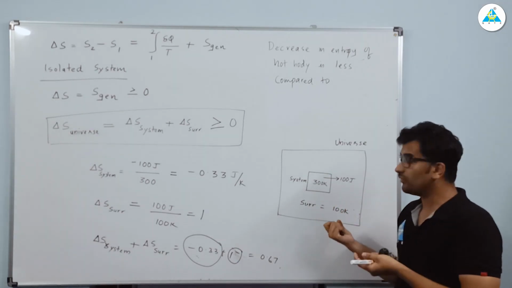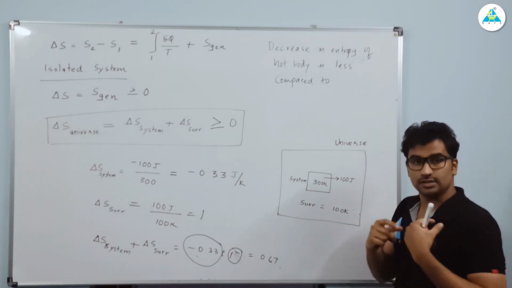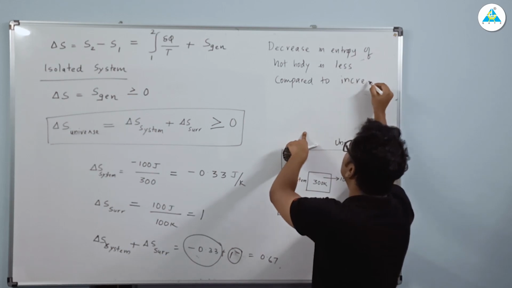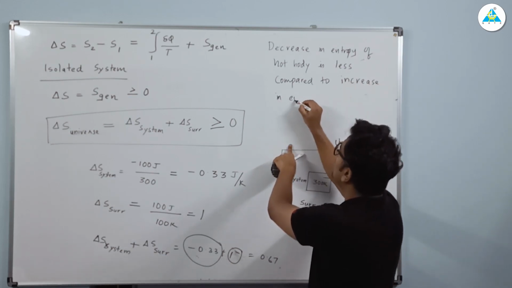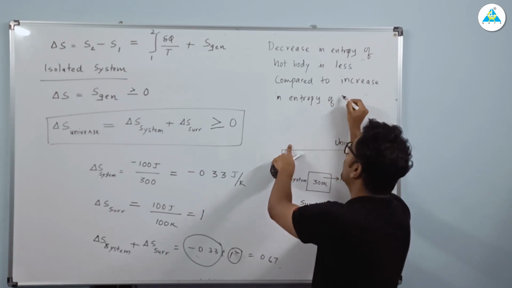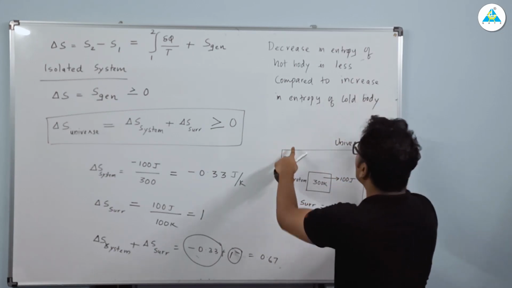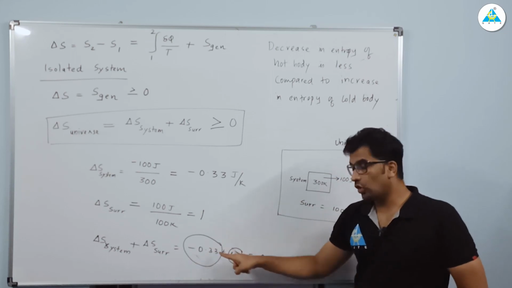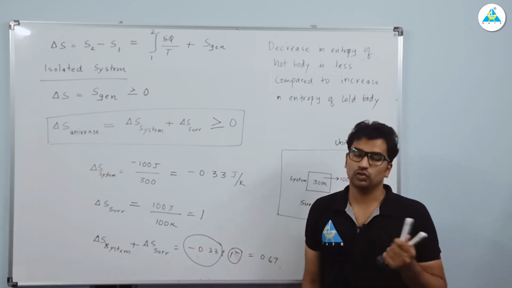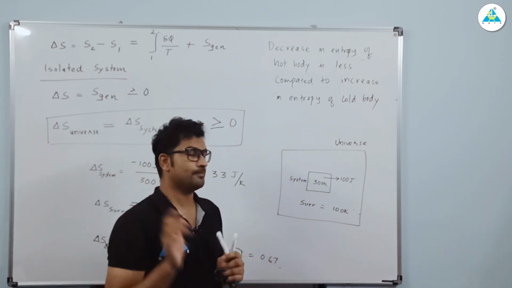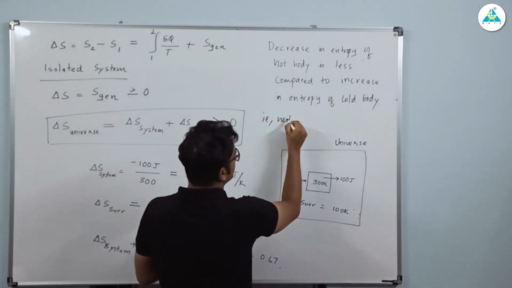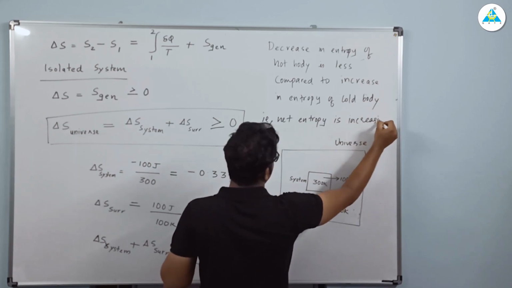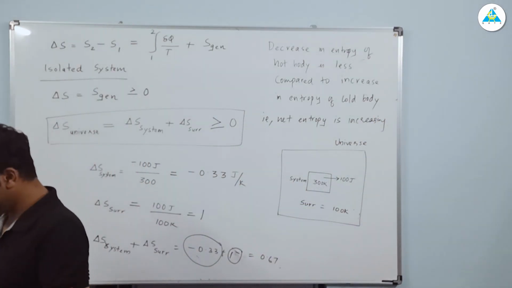increase in entropy of the cold body, because the cold body is receiving heat, so entropy of the cold body is increasing. That is, you can see this is the decrease in entropy, this is the increase in entropy, so overall the net entropy is increasing. So we can say entropy of the universe is increasing. That is, you can write net entropy is increasing. Clear? So complete up to this?